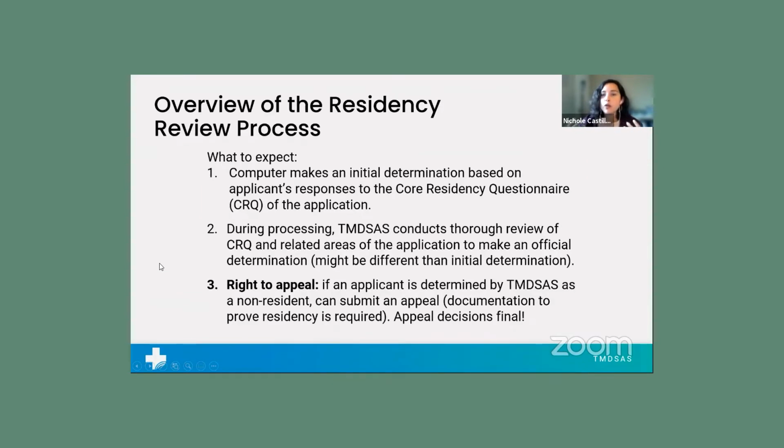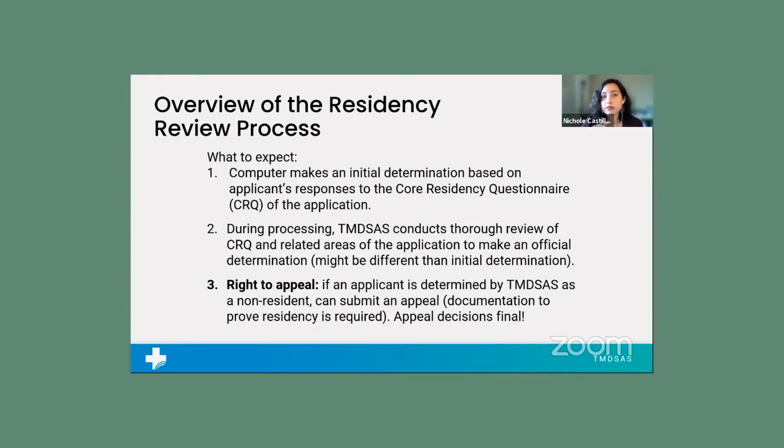Okay, and what does residency review look like with TMDSAS? So here's what you can expect as you're working through the process. If you're in that initial phase of completing the application, understand that the computer system makes an initial determination simply based on your responses to that core residency questionnaire, the proof of residency section of the application. It is important to remember that this is the initial determination. It is not final. Sometimes people see that determination and get freaked out, and you have to understand that there's more to the process.